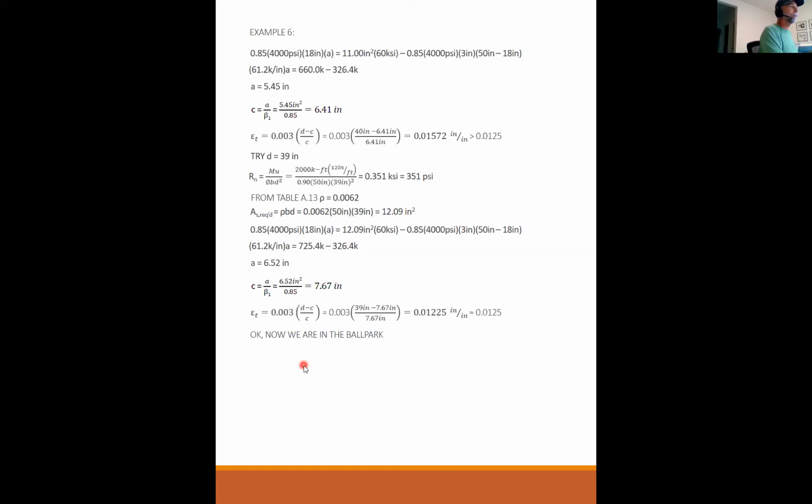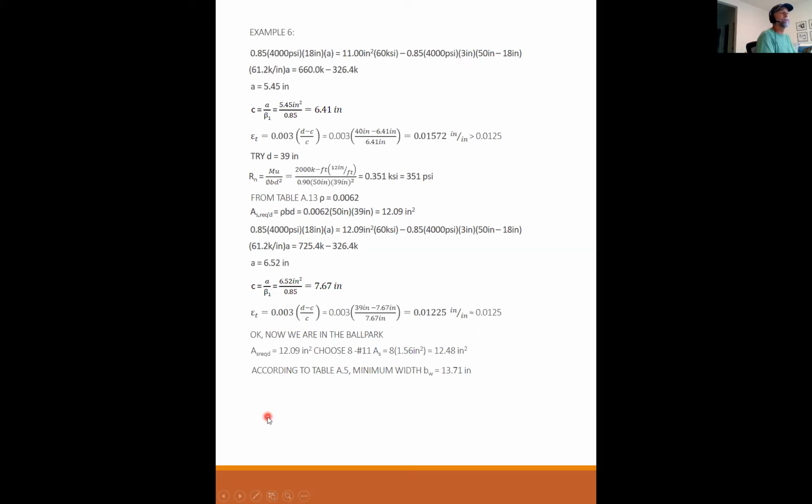Okay, back to our problem. All right, so now we're in the ballpark. So we're going to be shooting for a design D of 39 inches. And at 39 inches, we found that we need 12.09 inches squared of steel. So we're going to choose some steel. And remember, the problem statement said use number 11s or smaller. So I'm going to start with number 11s. And if I choose 8 number 11s, that gives me 12.48 inches squared. That's pretty close, but still more than my requirement.